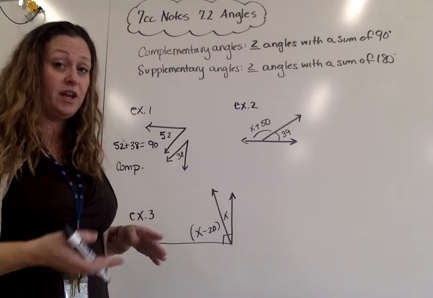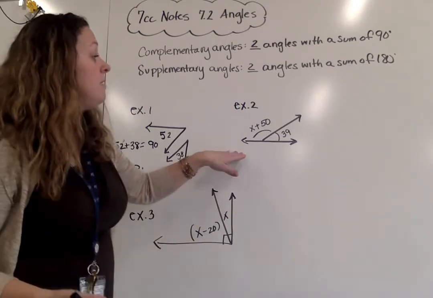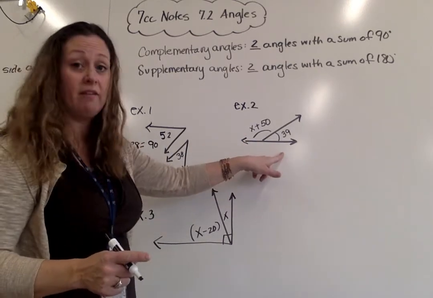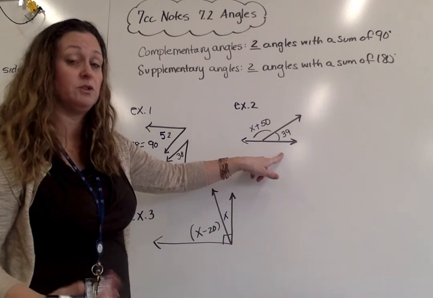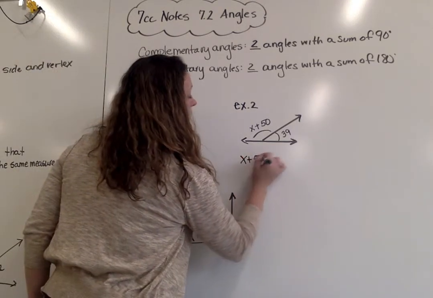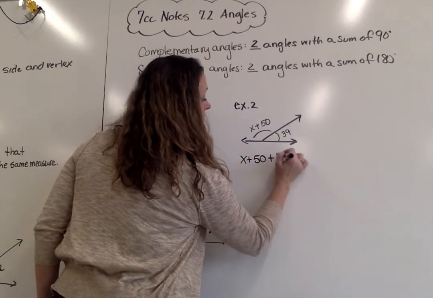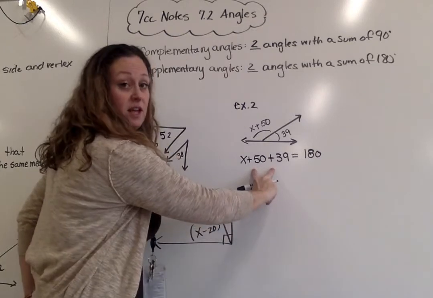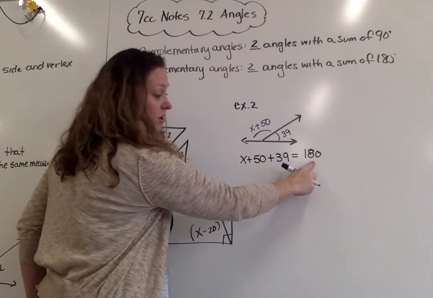In example 2, this is indicated with a straight line, which indicates it's 180 degrees. Straight lines are 180, right angles are 90 degrees. Because I can see that they're adjacent, next to each other, and form a straight line, I can say they're supplementary angles, which means they have a sum of 180. And therefore, I can write an equation to solve for x. I've added the two adjacent angles up, knowing that they equal 180.